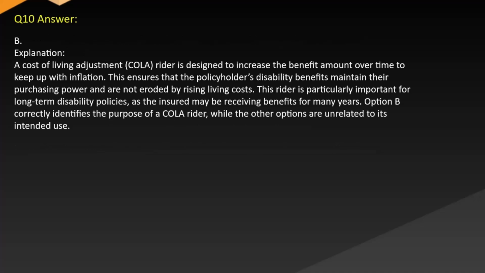Answer. B. Explanation. A cost of living adjustment (COLA) rider is designed to increase the benefit amount over time to keep up with inflation. This ensures that the policyholder's disability benefits maintain their purchasing power and are not eroded by rising living costs. This rider is particularly important for long-term disability policies, as the insured may be receiving benefits for many years. Option B correctly identifies the purpose of a COLA rider, while the other options are unrelated to its intended use.